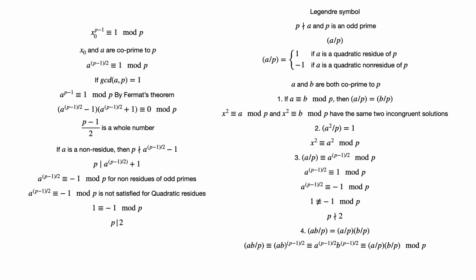But the congruence is in fact an equality in this case. The Legendre symbol can only take on the values 1 and negative 1. So if (ab/p) is not equal to (a/p) into (b/p), then it must be the case that one is plus 1 and the other is negative 1. But once more, this is absurd in lieu of the fact that p doesn't divide 2.